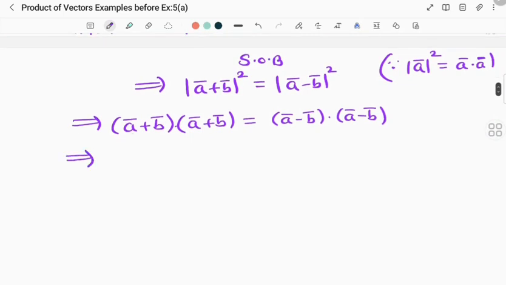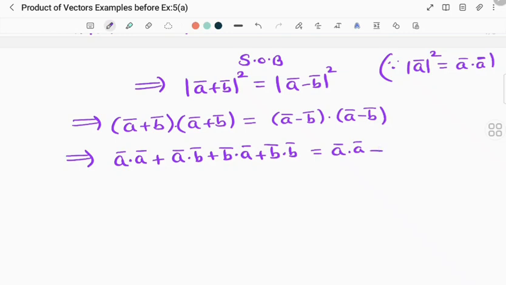So actual multiplication here: a bar dot a bar plus a bar dot b bar plus b bar dot a bar plus b bar dot b bar equals a bar dot a bar. Next, minus into minus: minus a bar dot b bar minus b bar dot a bar, minus into minus plus b bar dot b bar.